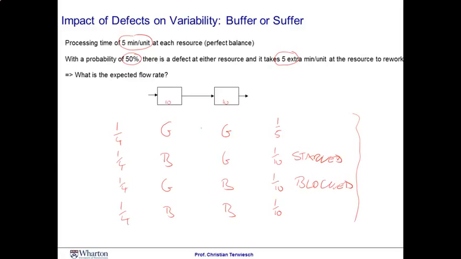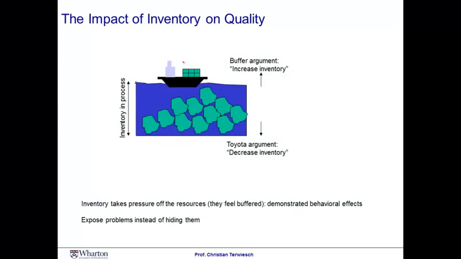If we want to avoid blocking and starving, we can put a buffer between the first step and the second step. This gets us back to the idea of buffer or suffer. The bigger the buffer, the lower the likelihood that the first step gets blocked and the second step gets starved. So inventory protects us from variability and thus helps us to obtain a good flow rate.